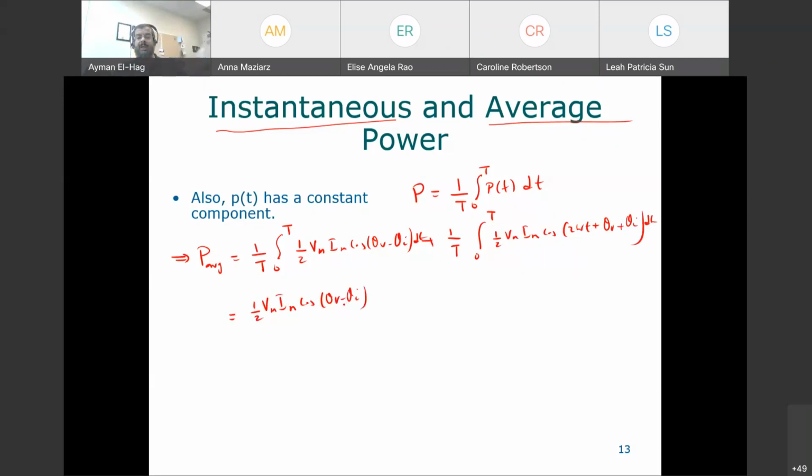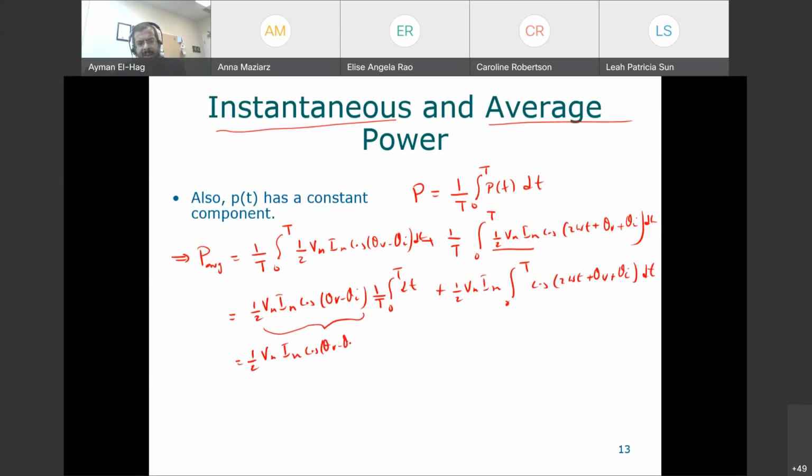So I will take this outside the integration, left with 1 over T, integration from 0 to T dt, plus the same thing. This is the constant part only, 1 half Vm Im, integral from 0 to T of cosine 2 omega t plus theta v plus theta I dt. Okay. Now when you look here, this is a constant. The integration of dt is T from 0 to T. So this is equal to 1 half Vm Im cosine theta v minus theta I times 1 over T, and this becomes only T, so this will cancel. So we will have this constant part.